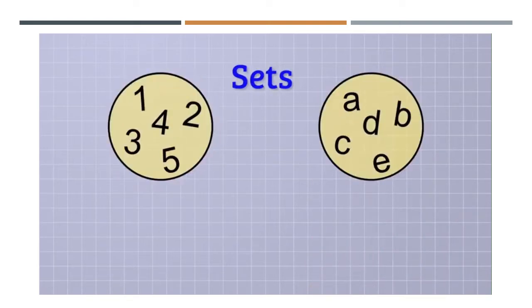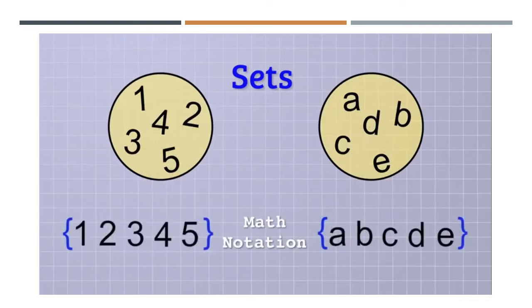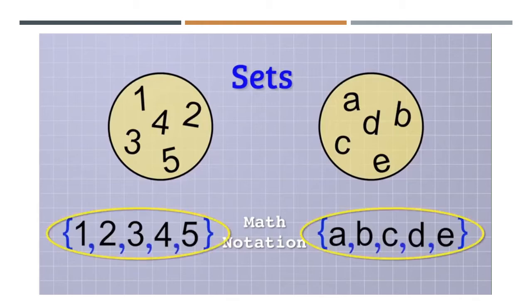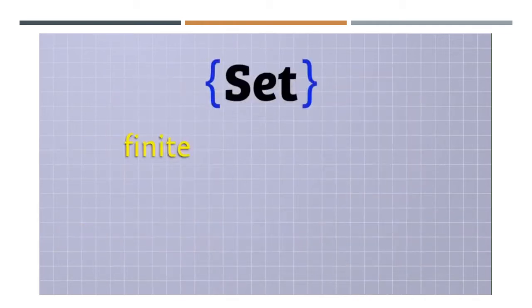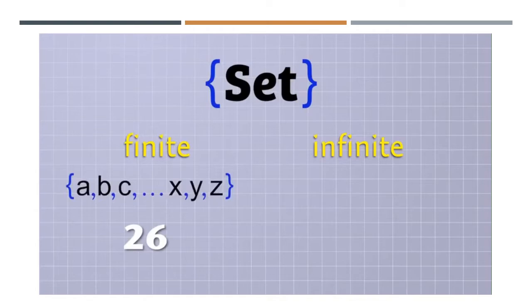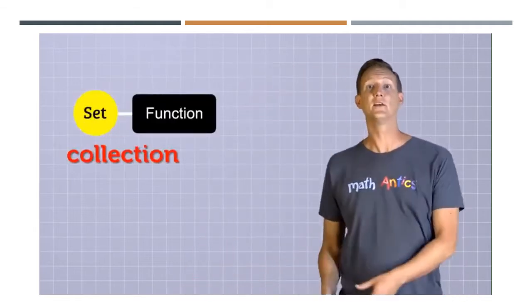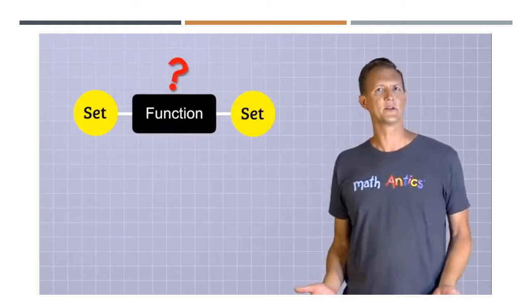Sets are sometimes shown visually like this, but more often you'll see sets written using a common math notation where some or all of the members of the set are put inside curly brackets with commas between them like this. A set can have a finite or an infinite number of elements. For example, a set containing all the letters of the alphabet has only 26 elements, while a set of all integers has an infinite number of elements. Okay, so a set is just a collection of things, and a function relates one set to another. But how exactly does it do that?